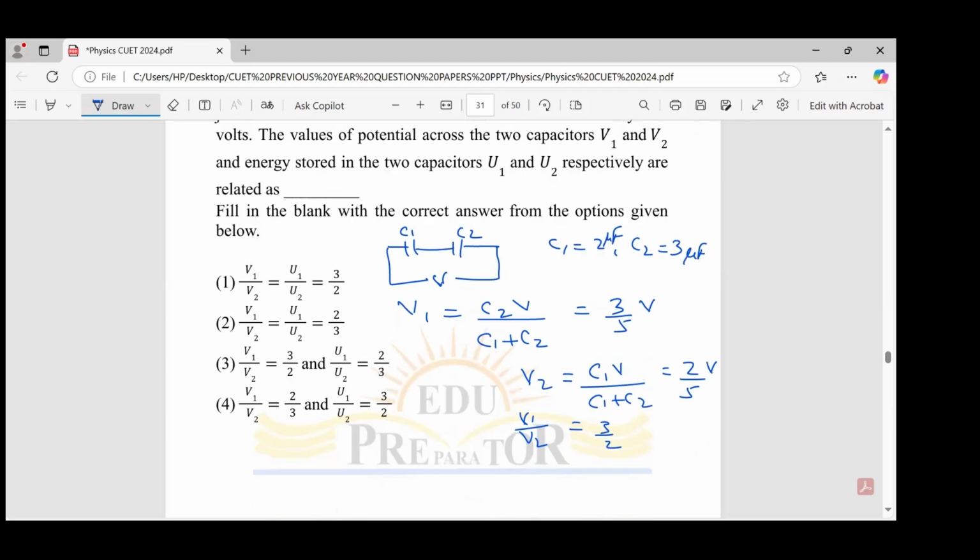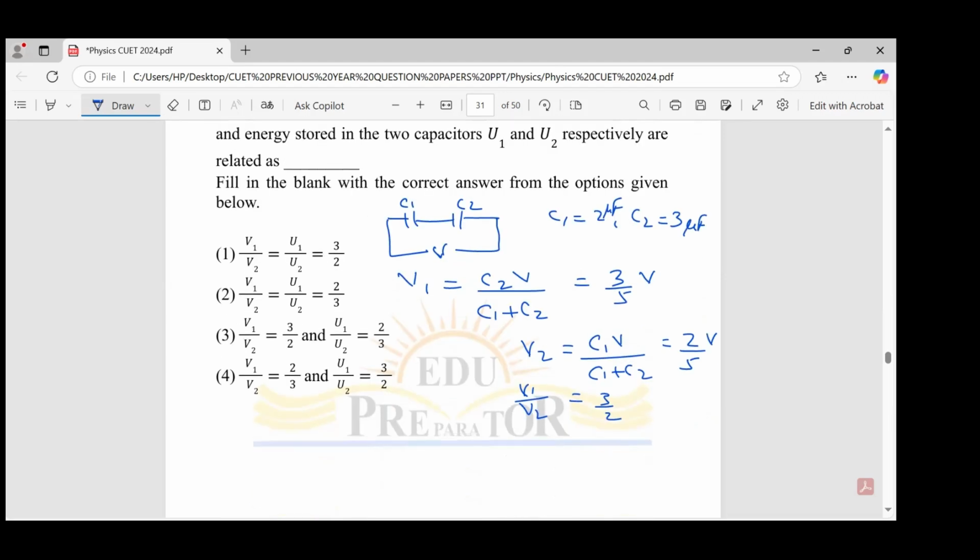Now, if you proceed further, he says find the ratio of the energies also. So what is the energy ratio? U1 by U2 will be equal to C1 by C2 into half, so V1 by V2 whole square. So C1 by C2 is 2 by 3, and this is 3 by 2 whole square. So what will be the answer? 3 by 2. Right? So if you move with the case, we have V1 by V2 equal to 3 by 2.